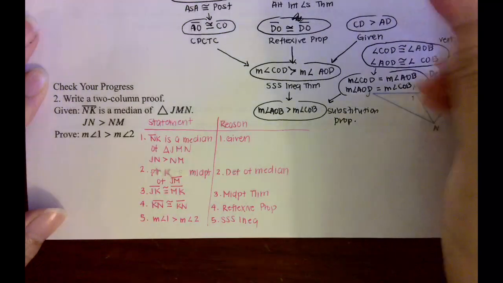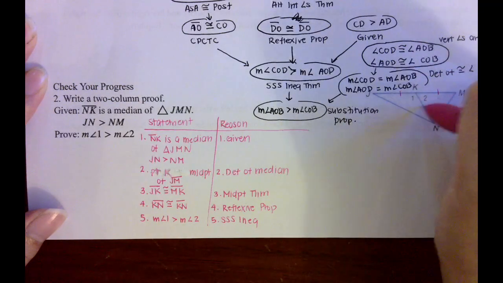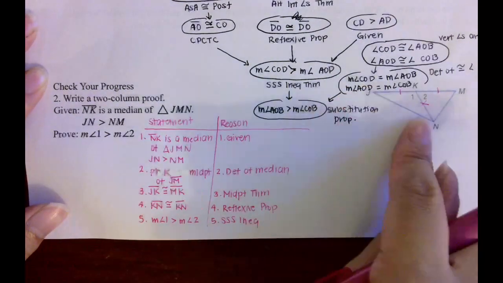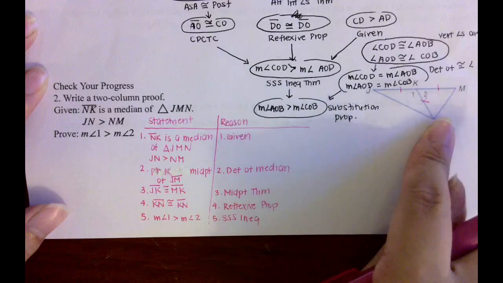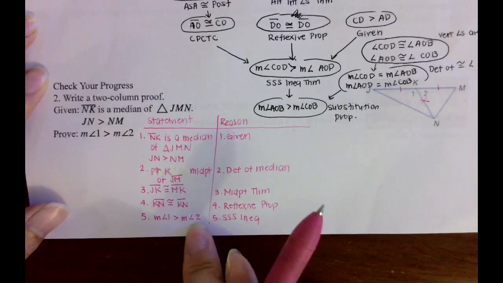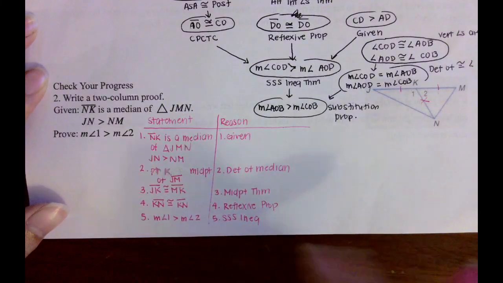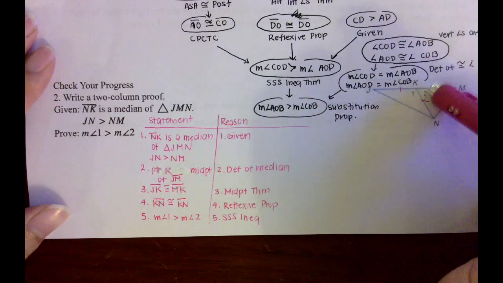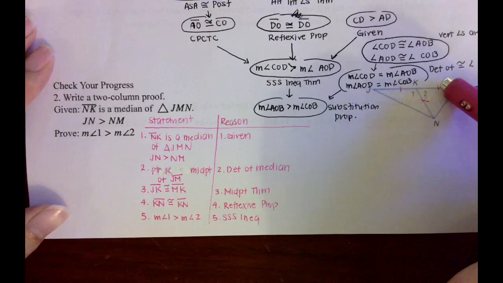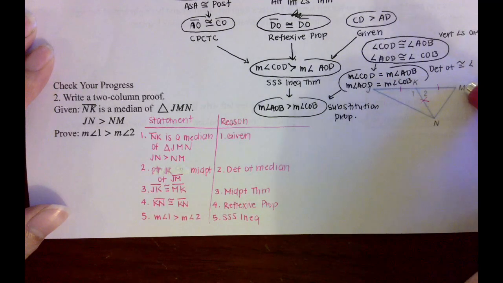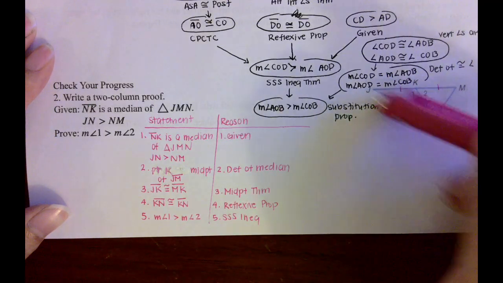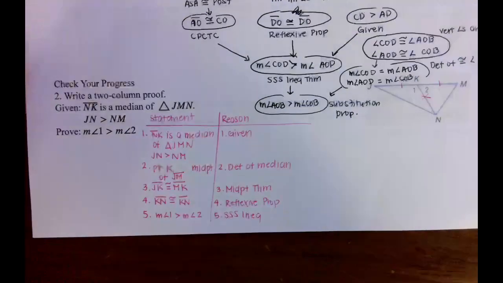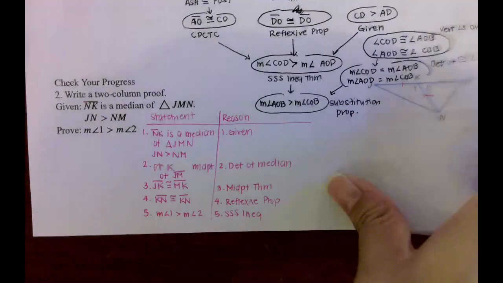So now what I know is this is congruent to this, and this is congruent to itself. And with this being greater than this, I can state that the measure of angle 1 is greater than the measure of angle 2 through the side-side-side inequality theorem. It tells me that if two sides of one triangle are congruent to two sides of another triangle, and the third side of one is longer, then the angle opposite the longer side has a greater measure. And there we go.